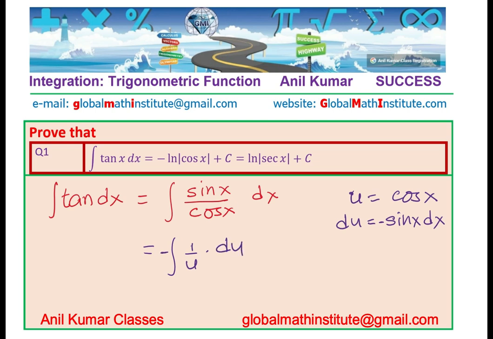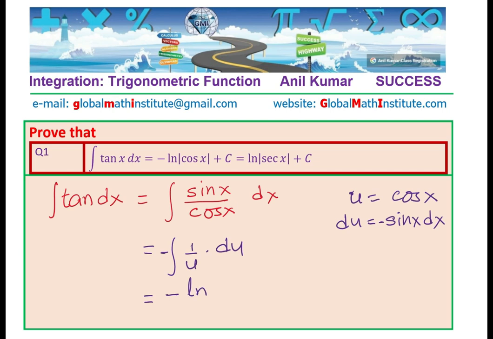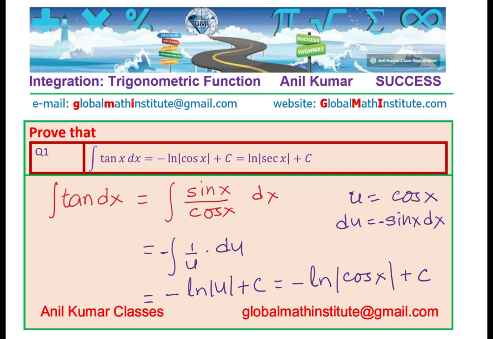minus. Do you see that negative sign? And therefore, we get the result as minus ln absolute value of u, correct, plus c. And we replace u with substitution, which is cos x. Makes sense. So we have done the first proof. So simple as that, correct? Easy to remember also, tan x is sine over cos, and therefore it is minus ln cos x, correct?